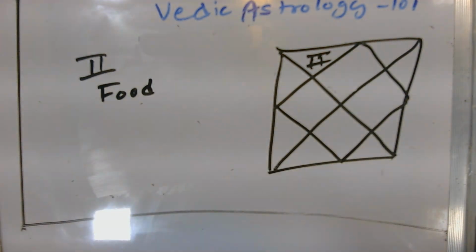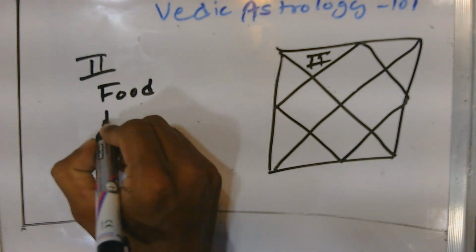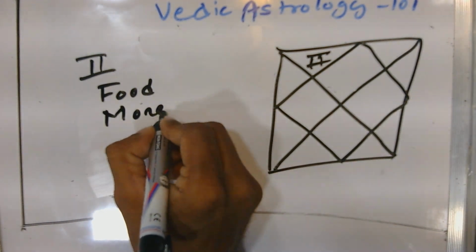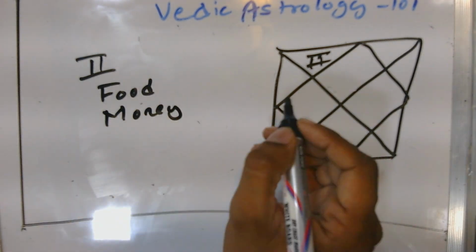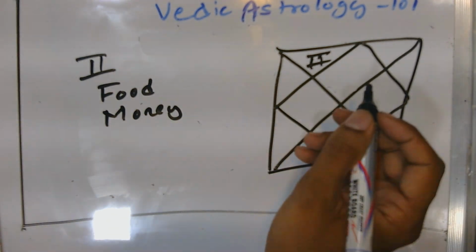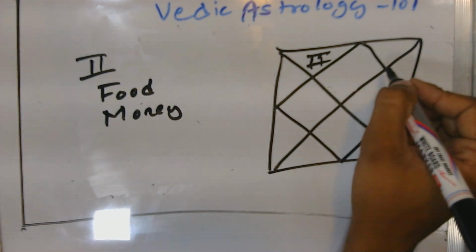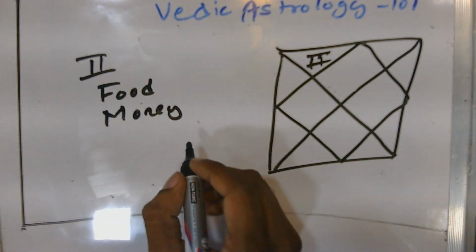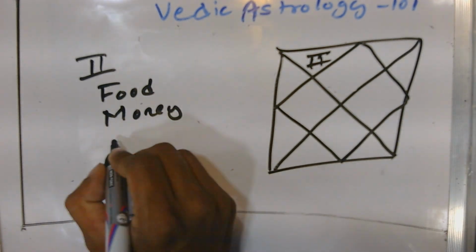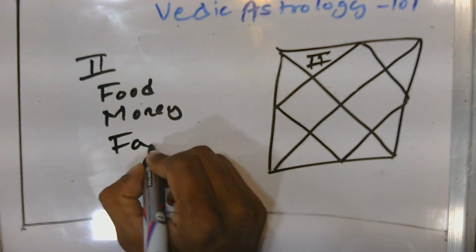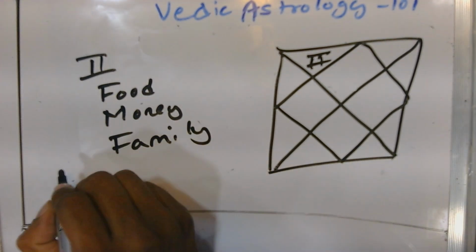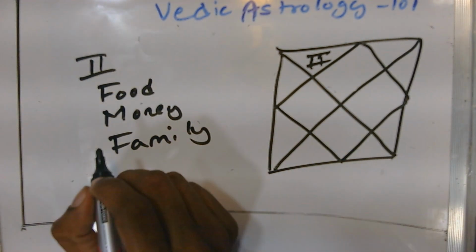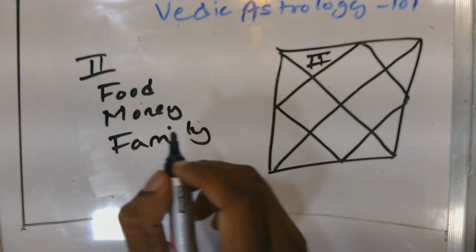So second house will tell us about the food. Second house will also give us information about money because for survival of our body, of ourself, first house is about self. For surviving of ourself, we need money. We also need, especially when we are younger, we need family. So second house will also give us information about our family.